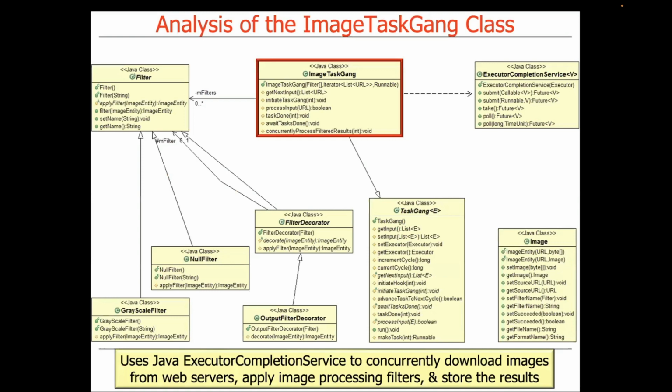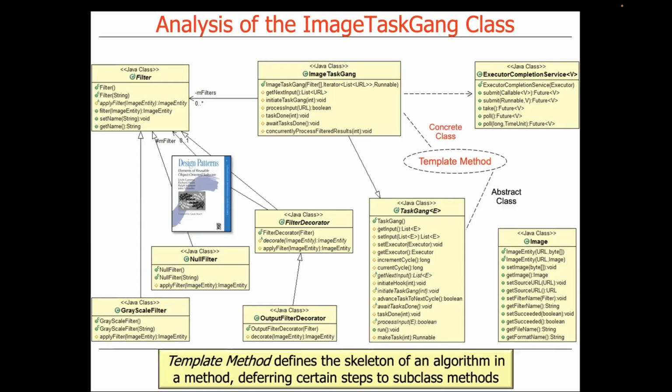So as you can see, it uses the executor completion service to concurrently download images from these web servers or the local file system if we're running in local mode only. It'll apply a bunch of image processing filters, which will also run concurrently, and then it'll store the results in the local file system of whatever device we've used to download the images and process everything and filter everything.